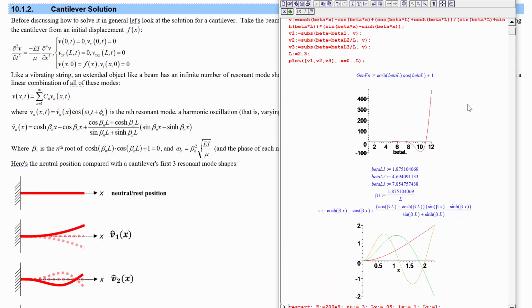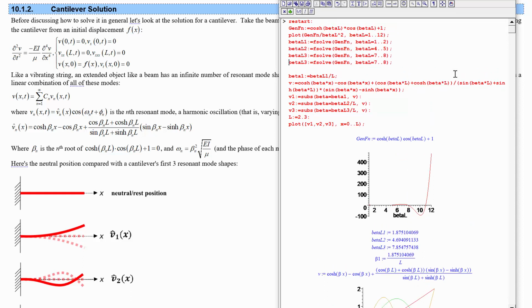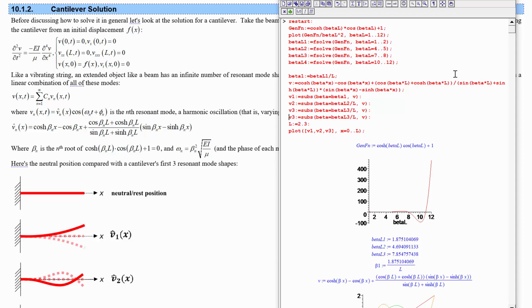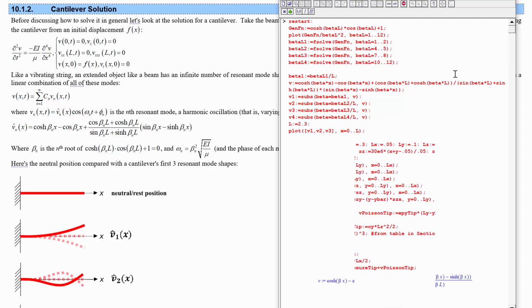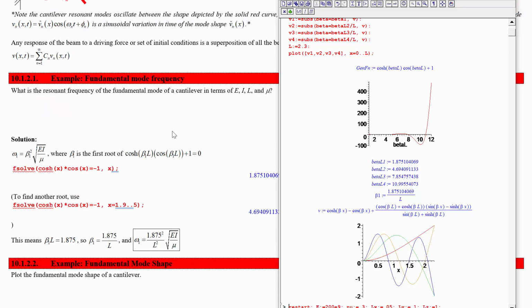I'm certainly enjoying it. So we're going to go between 10 and 12 here and plot one more function. Find one more root for this. Beta L4, solve the generating function on 10 to 12, and then substitute in the beta L4. Yeah, once you get the hang of it, it is pretty quick. There's not a huge amount of things we need to change to get another root of this. And there we go. So this is the fourth mode of this thing. That's kind of fun.